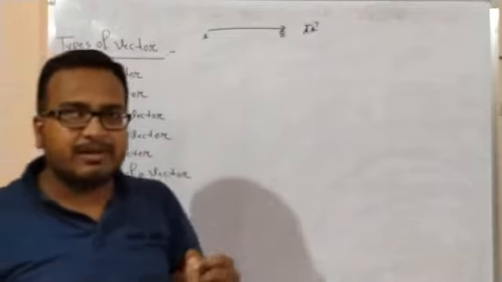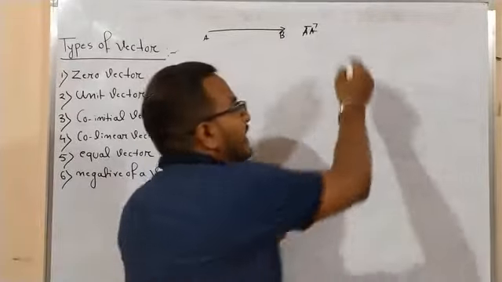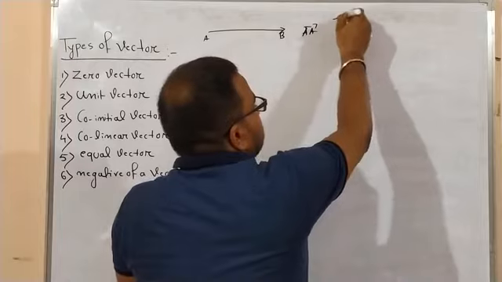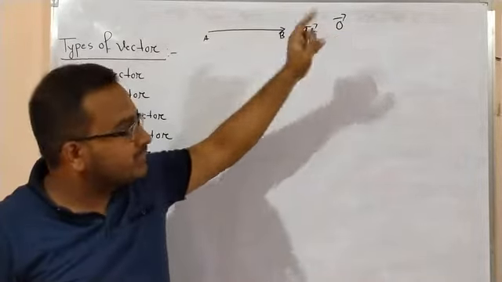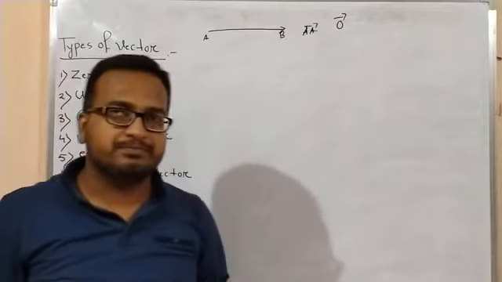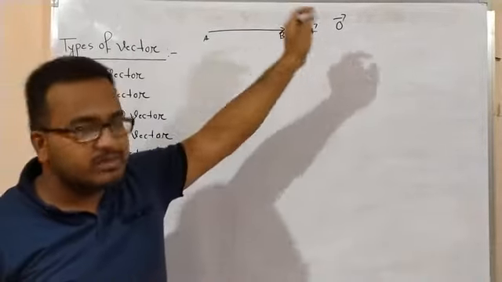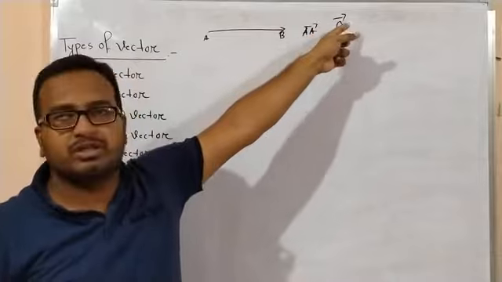In vector algebra, zero vector is always denoted by zero with vector notation. Please keep it in your mind, it will be used frequently later on.